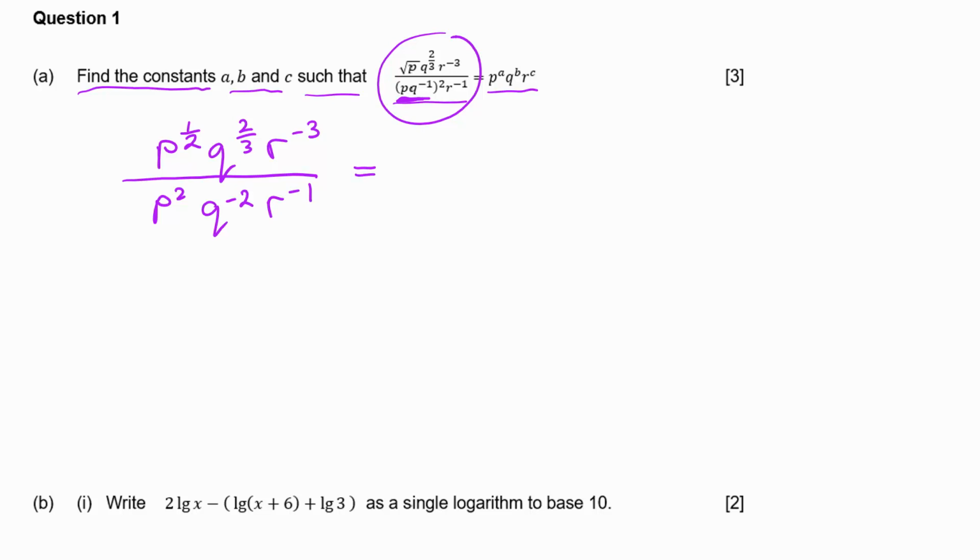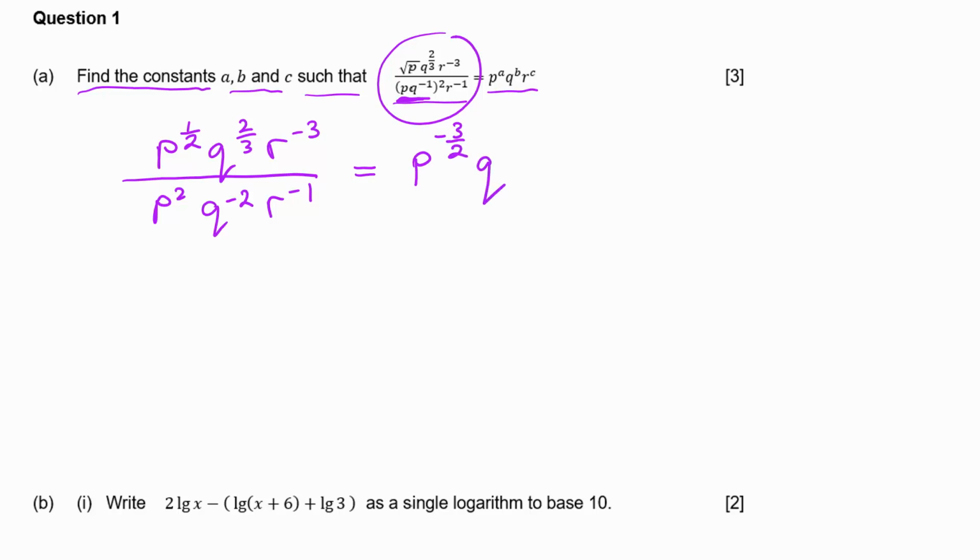Now we're dividing here, so if we just consider the p's, p to the half divided by p squared, we'll subtract the indices. And a half take away 2 is -3/2.